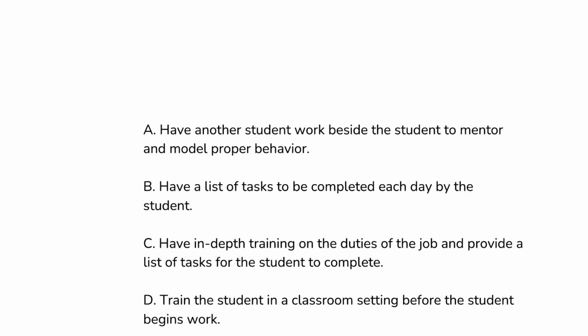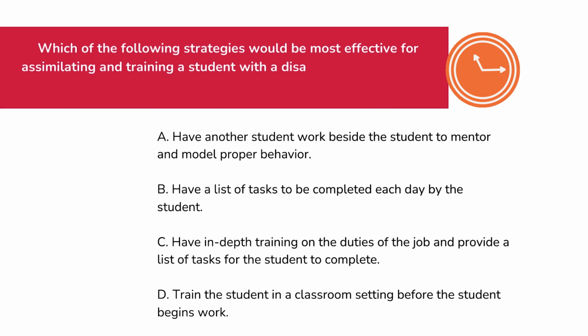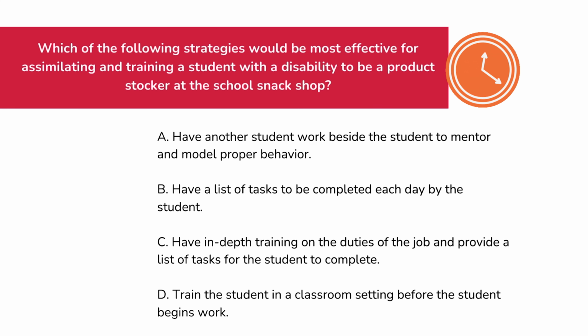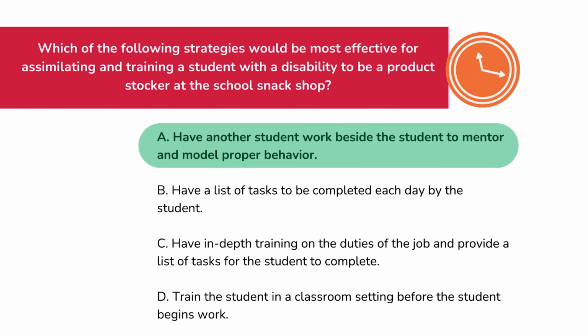Last one. Which of the following strategies would be most effective for assimilating and training a student with a disability to be a product stocker at the school snack shop? This one's all about the transition process. And all of these answers may be helpful, but only one is the top choice. A. Learning through mentoring and modeling is the most effective way for students with disabilities to effectively learn new skills.